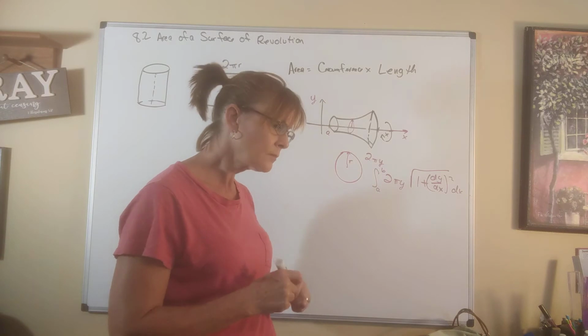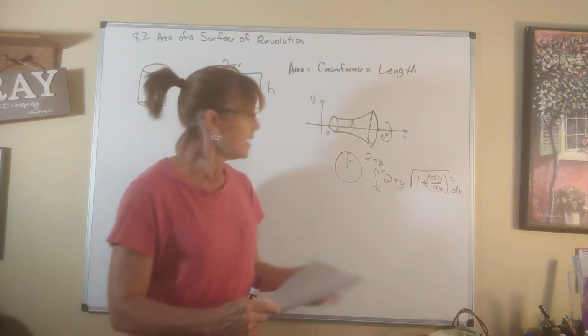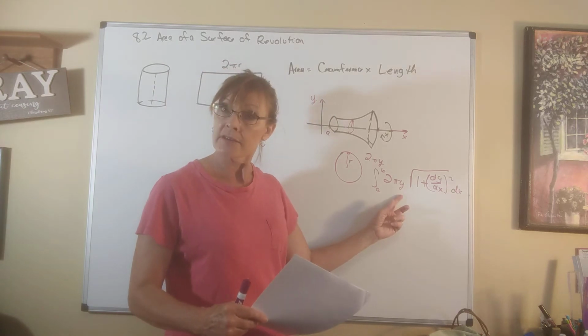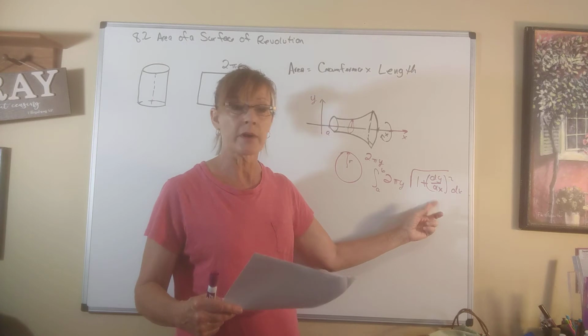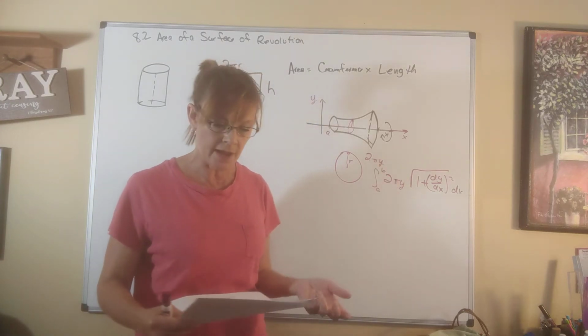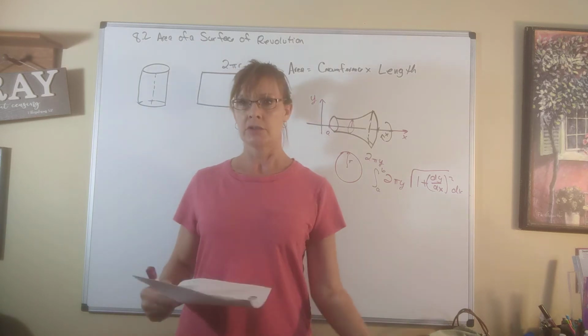I've written it just a bit differently on your sheet. Instead of y, I wrote f of x, and instead of (dy/dx) squared, I wrote f prime of x squared. So these are just different notations. Now, when will these variables change?